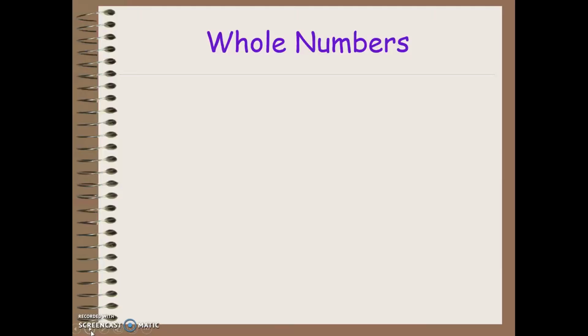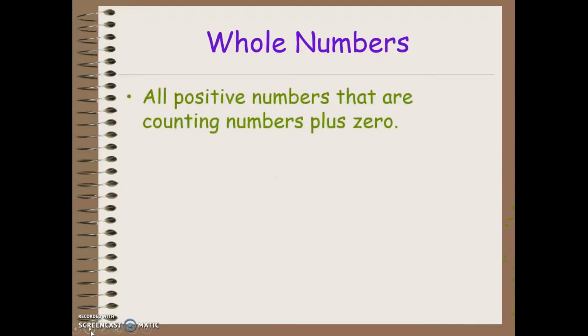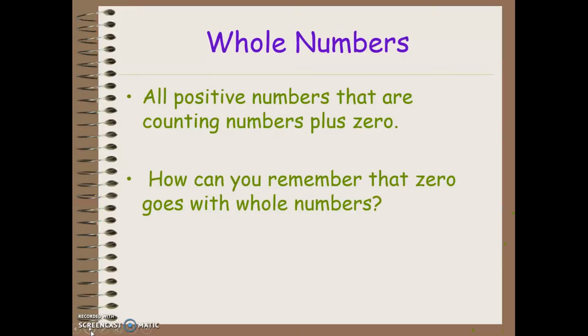Whole numbers. Whole numbers are all positive numbers that are counting numbers plus 0. How can you remember that 0 goes with whole numbers? Your examples are 0, 1, 2, 3, 4, 5, and so on.